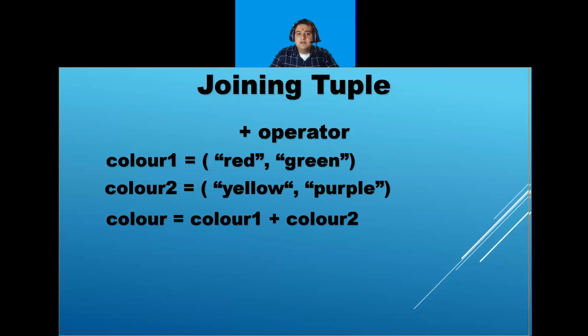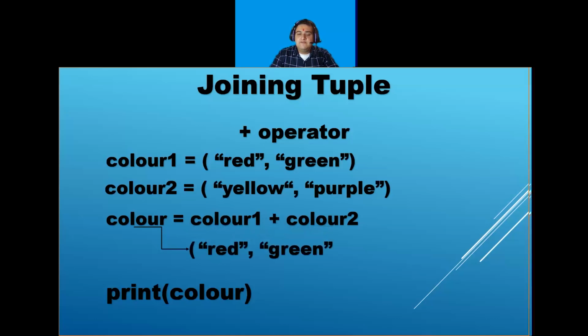If I print color, it will give me my output as follows. It will first print the elements of color1 and then it will join the elements of color2 to color1. So it will write red, green first, followed by yellow and purple.